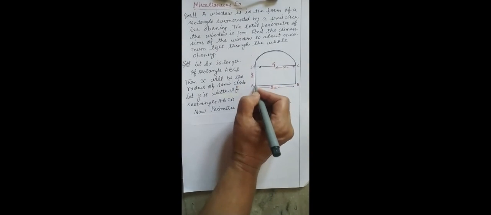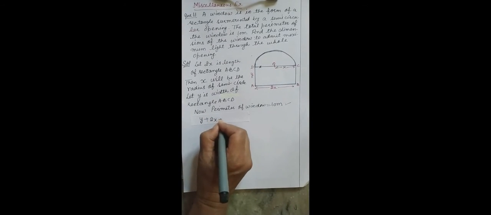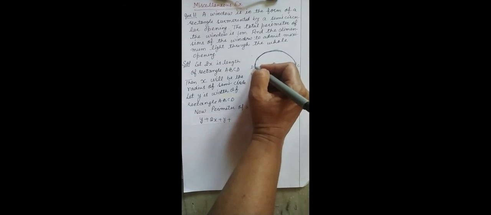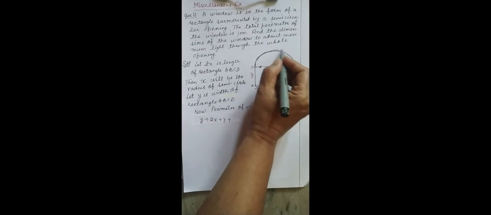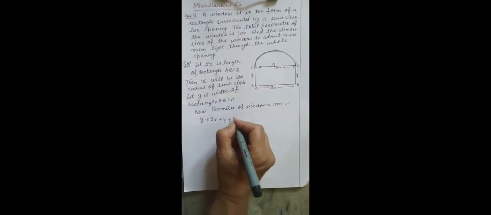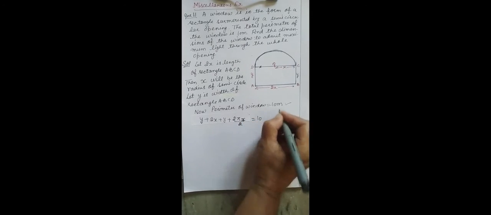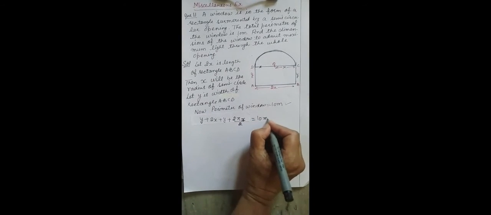I will start from this. It will be y, plus AB which is 2x, plus BC which is again equal to y, plus half of the circumference, that is the boundary of the semicircle. And what is the formula of circumference? It is 2 pi r, but now I have to take only half, that is the semicircle. So it will be 2 pi r, with r as x, divided by 2. And this quantity must be equal to 10 meters.